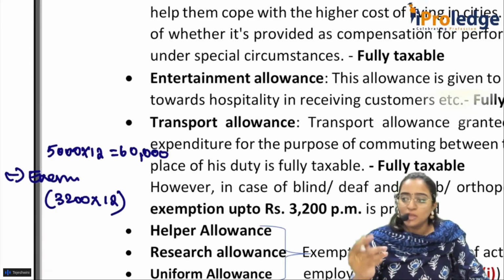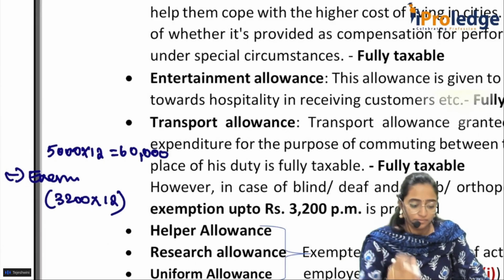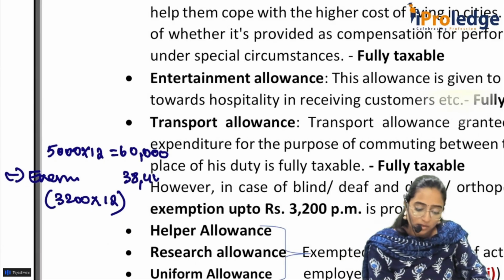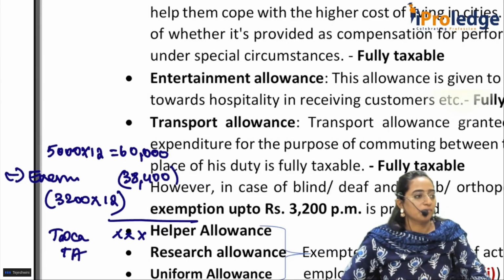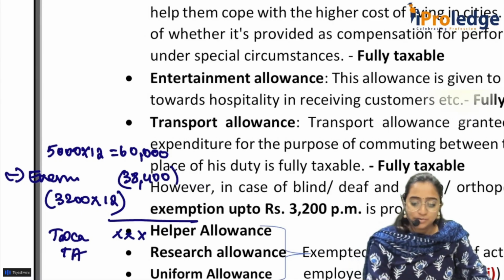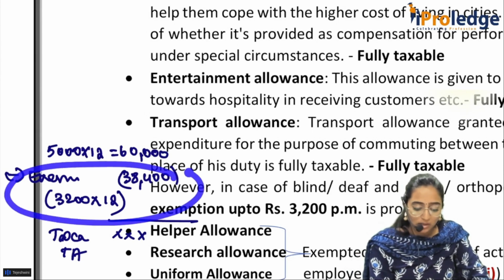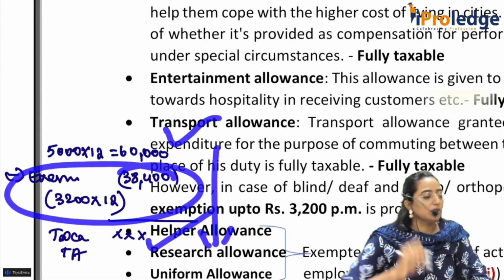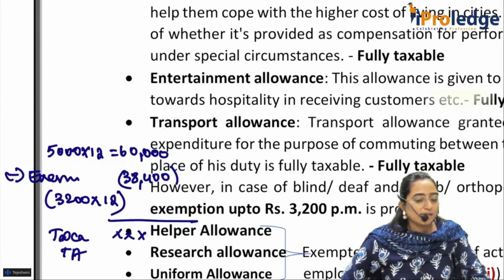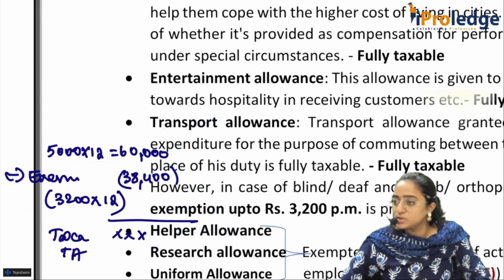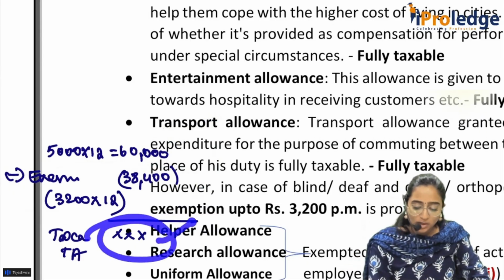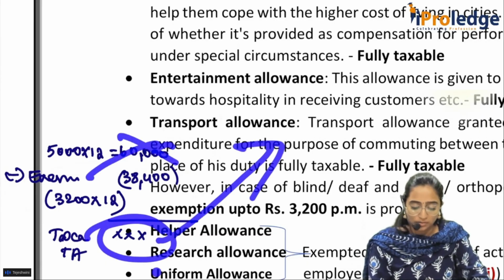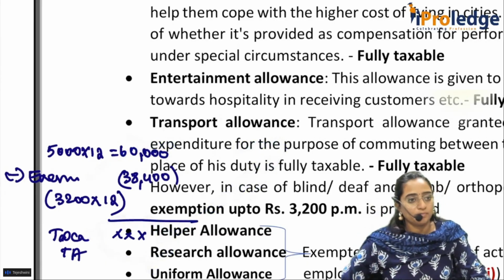How much is 3,200 into 12? 38,400 will be the maximum exemption which will be given. The remaining amount will be your taxable transport allowance. Understand? Exemption always means your taxable amount is reduced. From 60,000 it is reduced to that much. That is what exemption means. Only the taxable amount is going to come in the outer column, not the exempted amount.